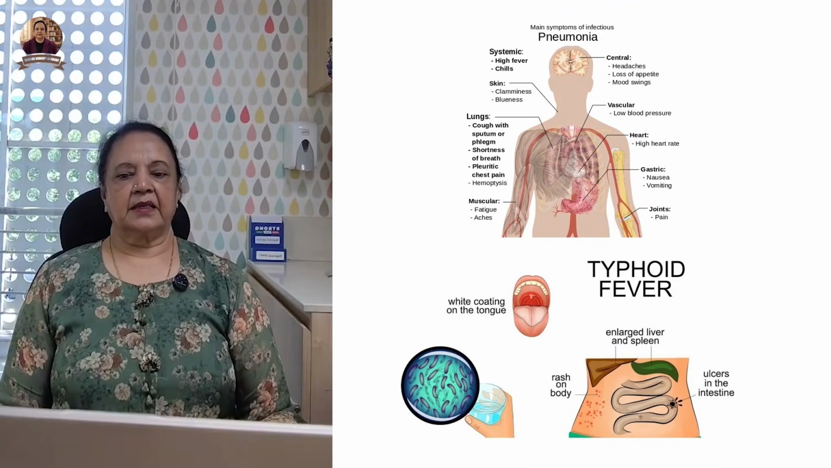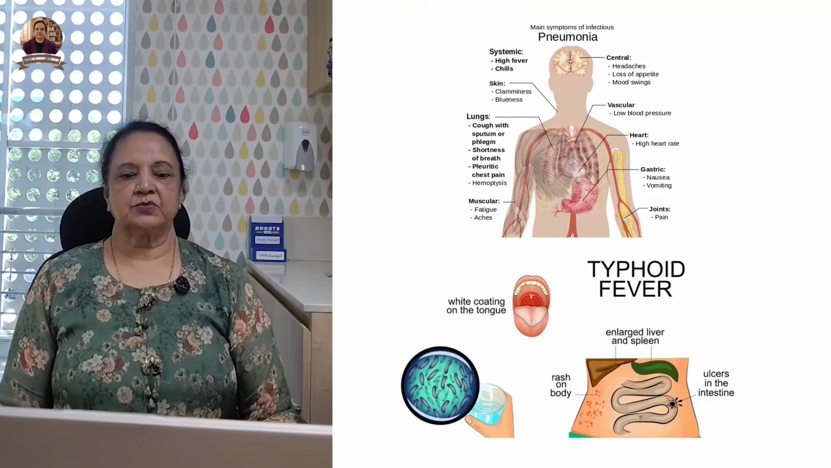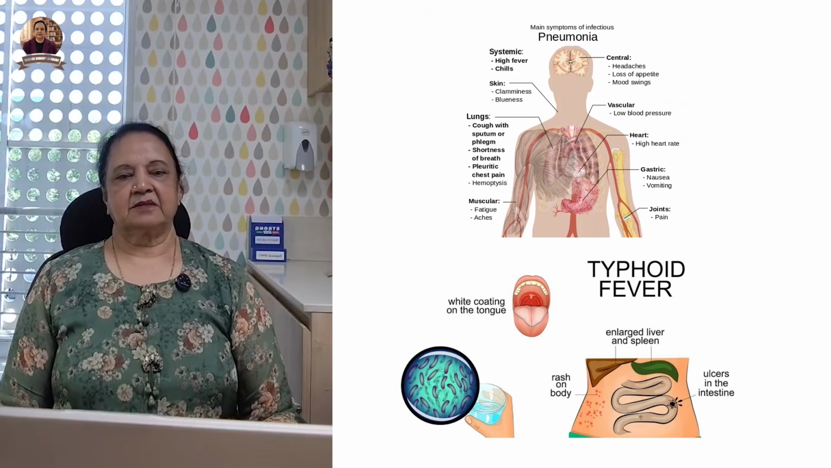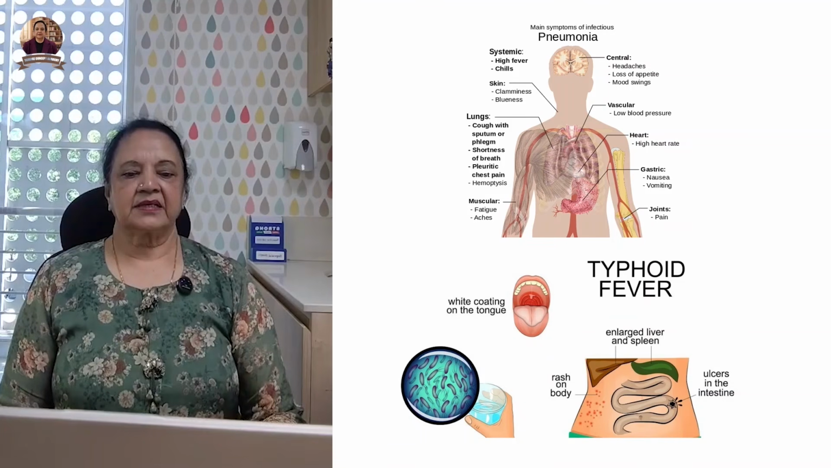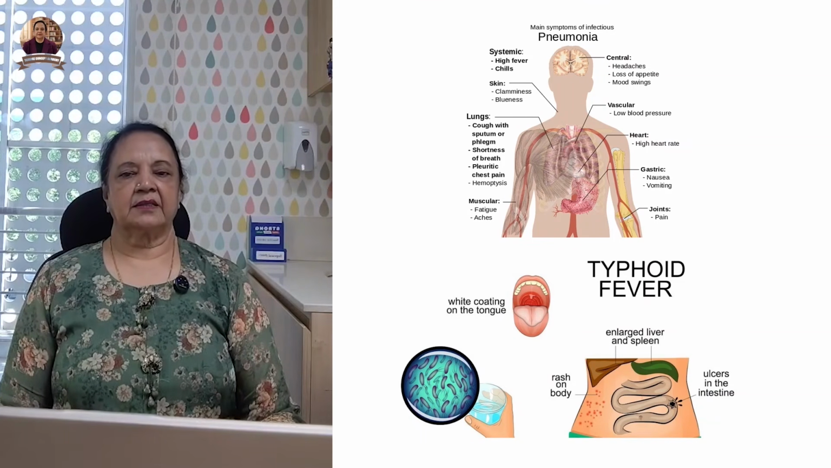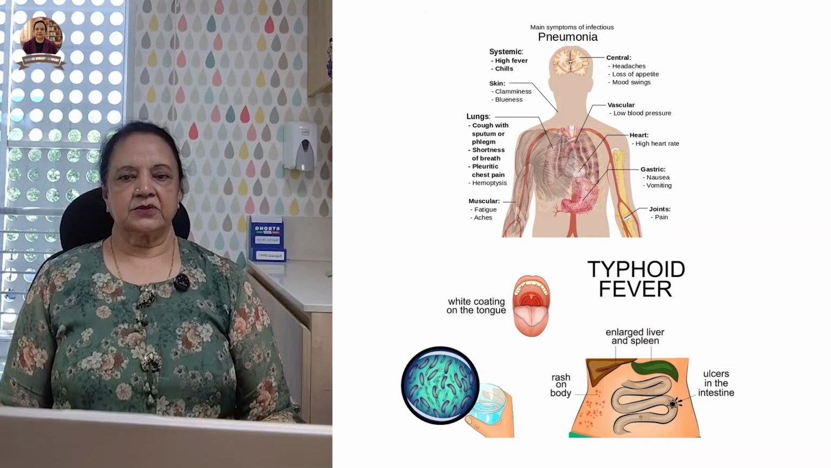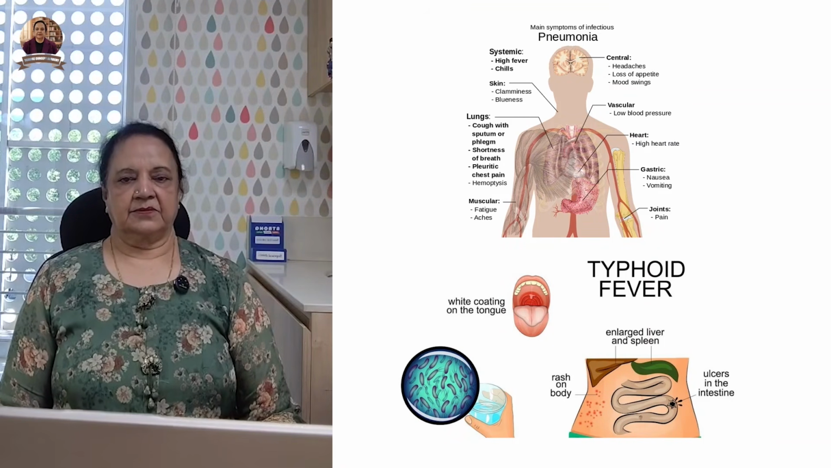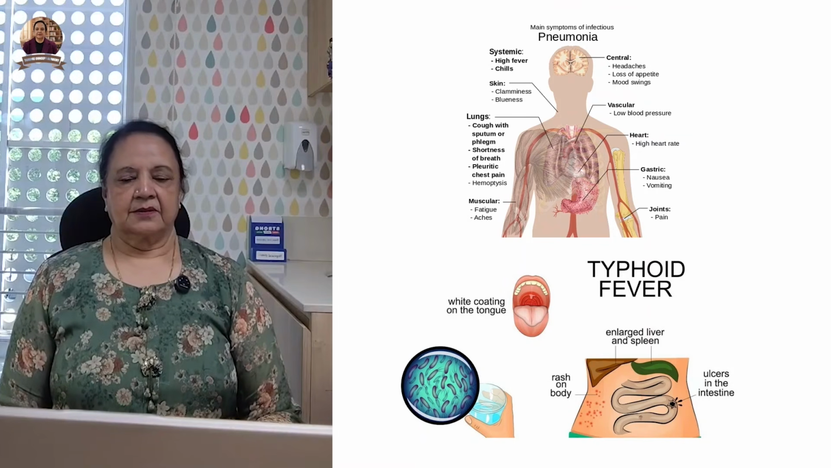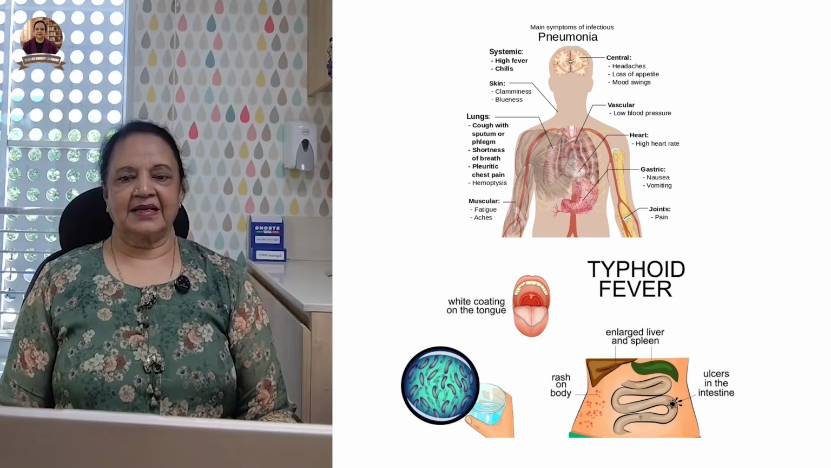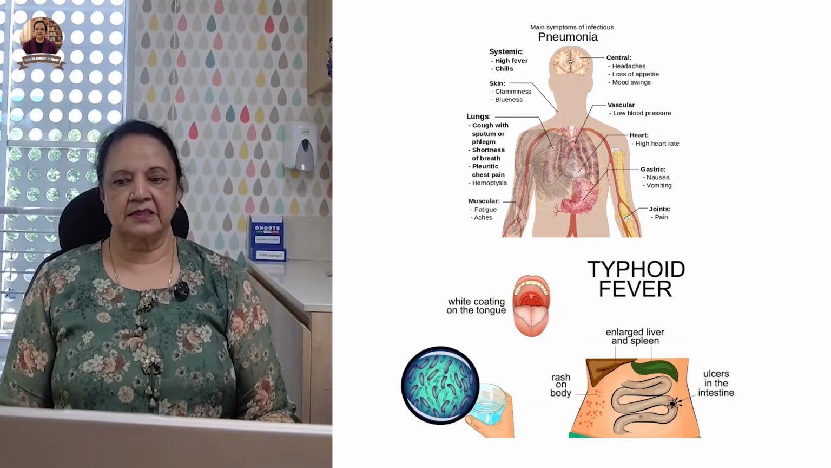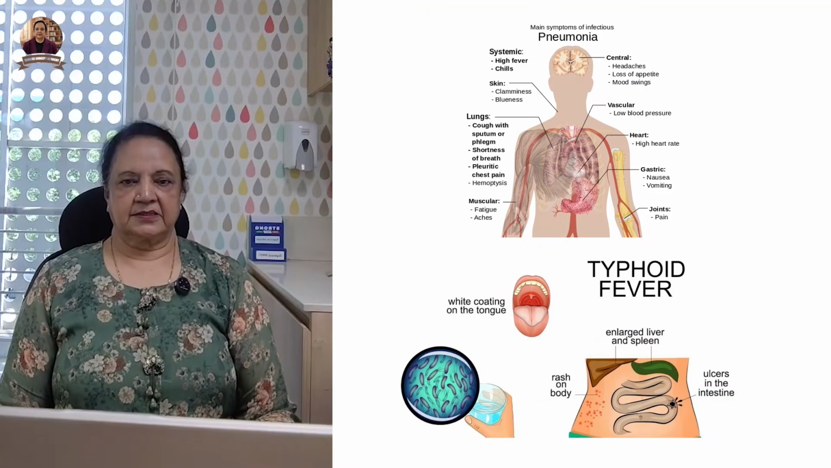Causative agent is bacterium Streptococcus pneumoniae. It can also be viral or fungal. The symptoms are fever, chills, cough, headache. Severe cases show accumulation of fluid in the alveoli, leading to severe respiratory problems. Mode of transmission: inhaling droplets, aerosols from an infected person's cough or sneeze, or sharing the utensils.